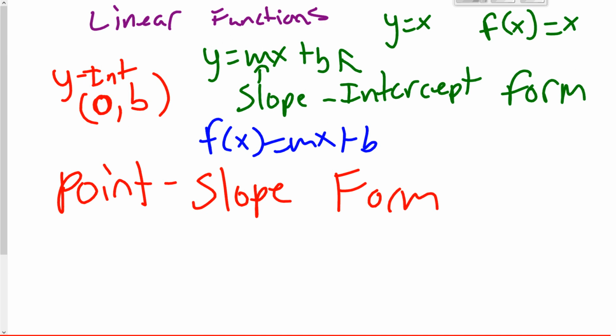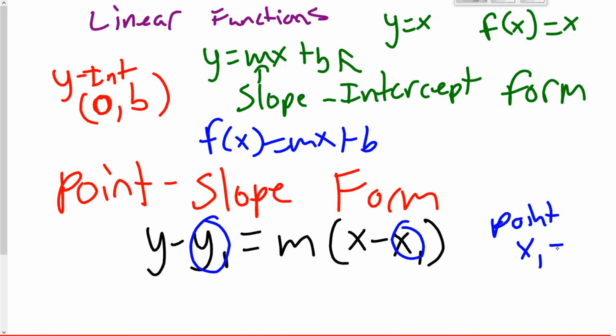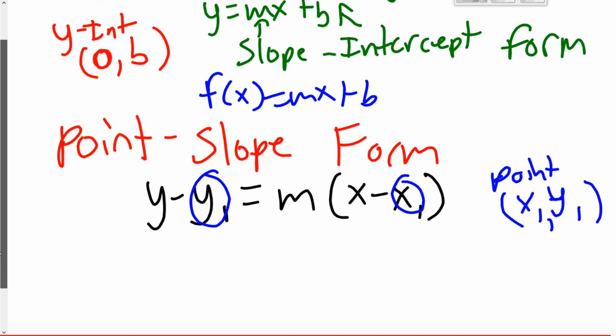So that would be a point. Here's your y value, y1 of your point. Here's your slope, m, which is multiplied by the quantity x minus x1. And that x1 and y1, this is your point. So your point is x1, y1. Right, so there's your point, and your slope is just your m.